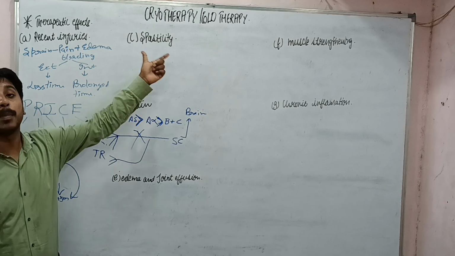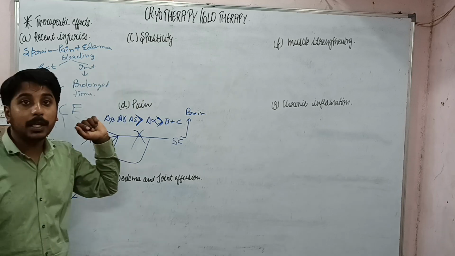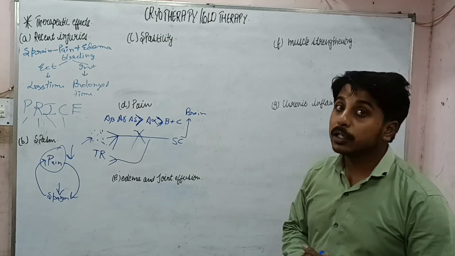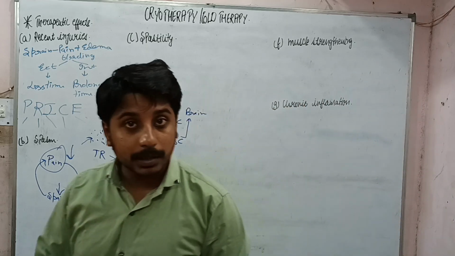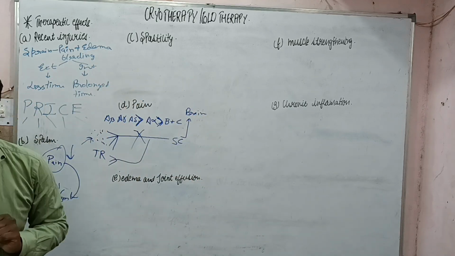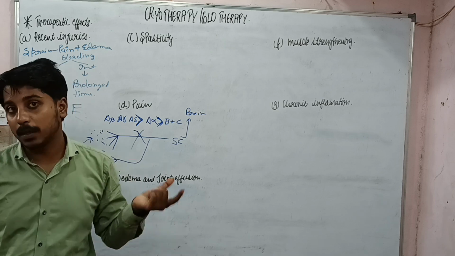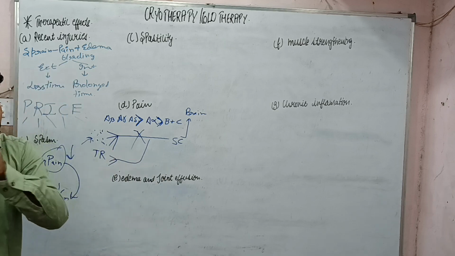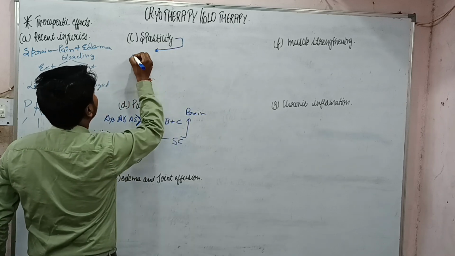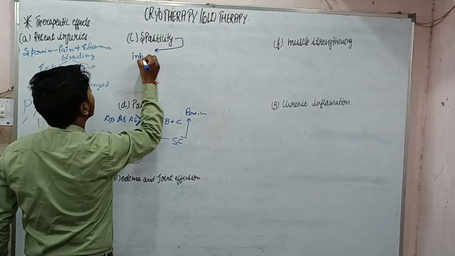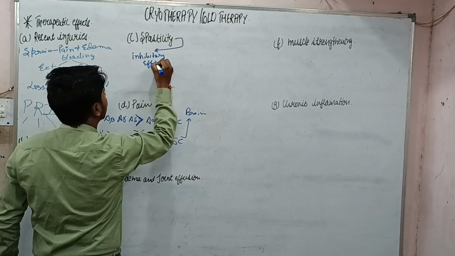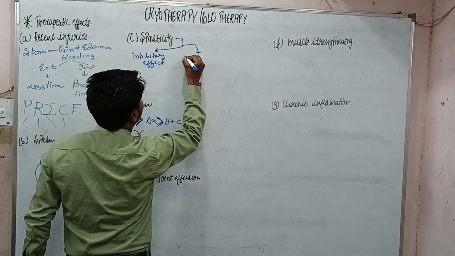The next point is spasticity. So what is spasticity? Spasticity is the abnormal increase in the muscle tone which is due to the upper motor neuron lesions. Okay, so now if we want to reduce this spasticity, we can reduce it by cold pack. But here we can have two effects of cold, that is inhibitory effect and facilitatory effect.